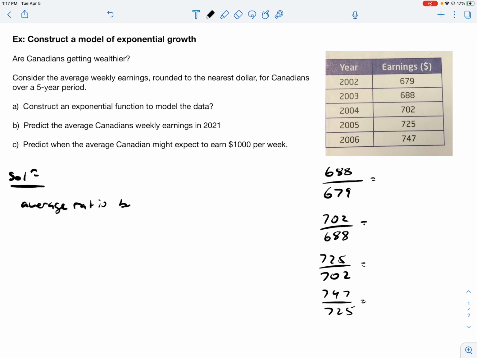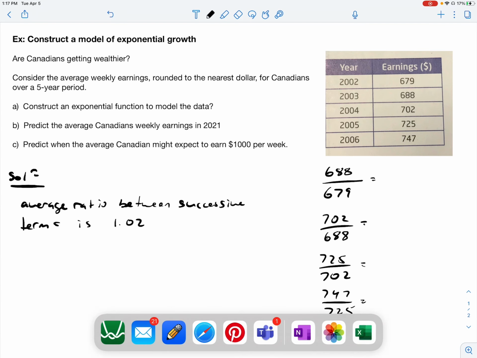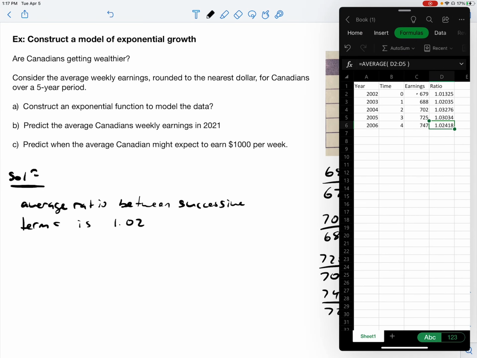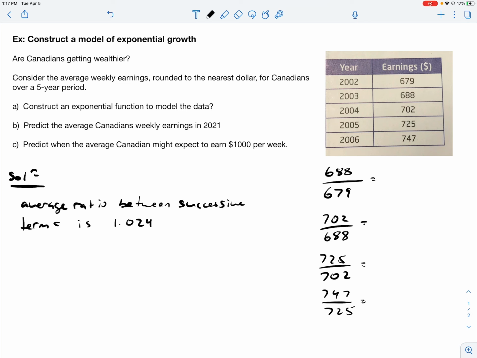Average ratio between successive terms is 1.02, and I just want to double check it again here, 1.024. Keep a few decimal places and that should be handy. So what does this have to do with the equation?